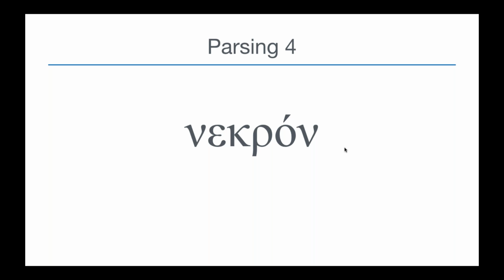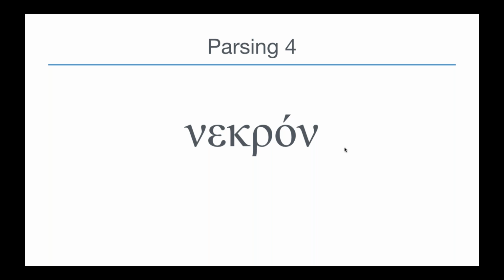Somebody from the house want to do one? I can try. All right, go ahead. I don't know the lexical form or the meaning though, but I can try to parse it. Okay. Try to parse and we'll help you out with the rest of it.